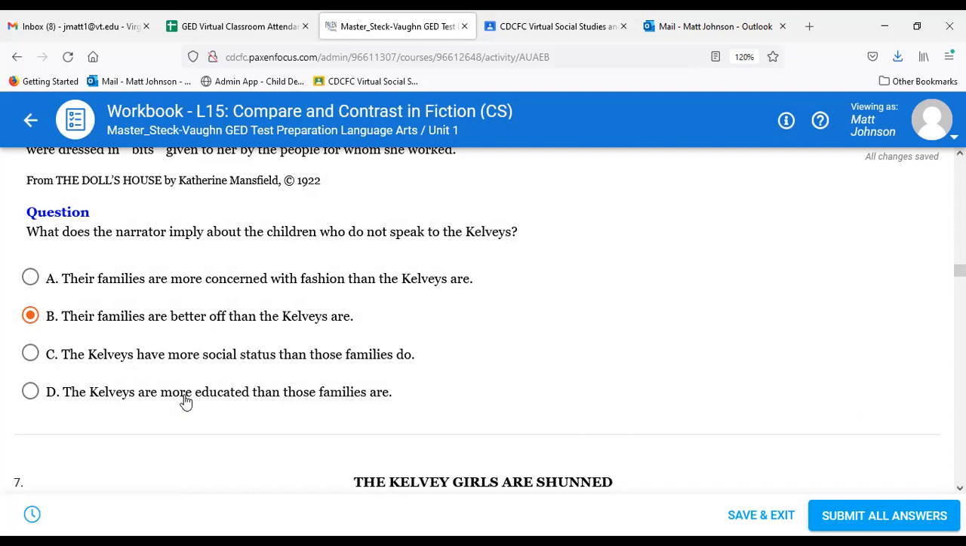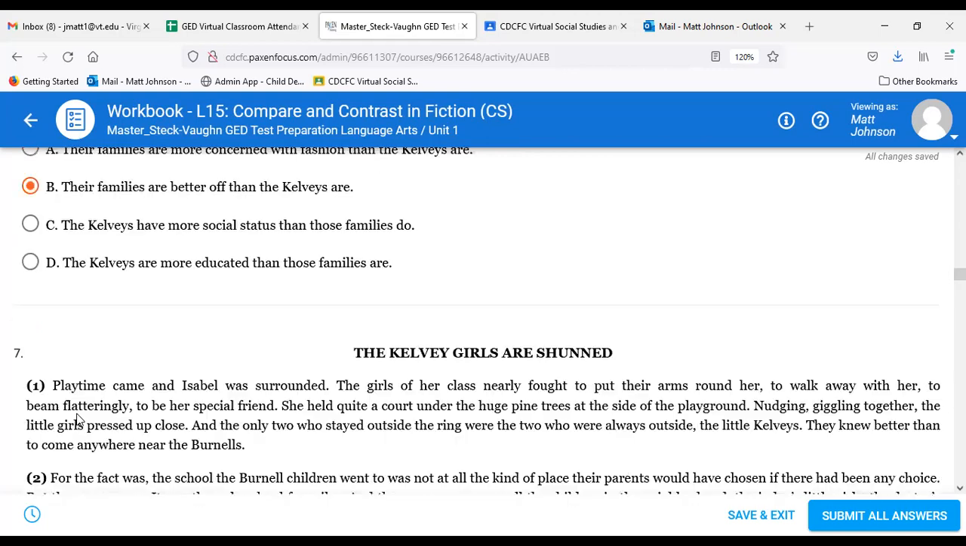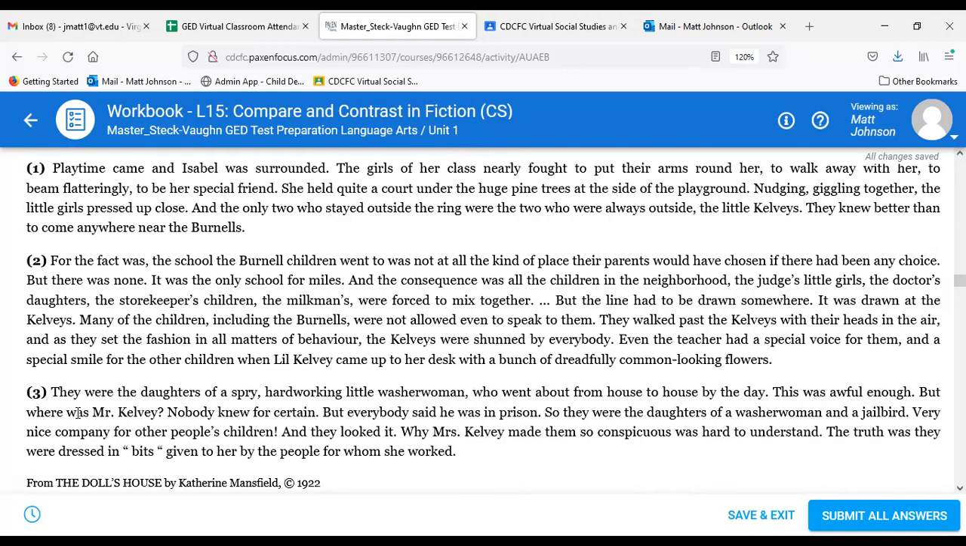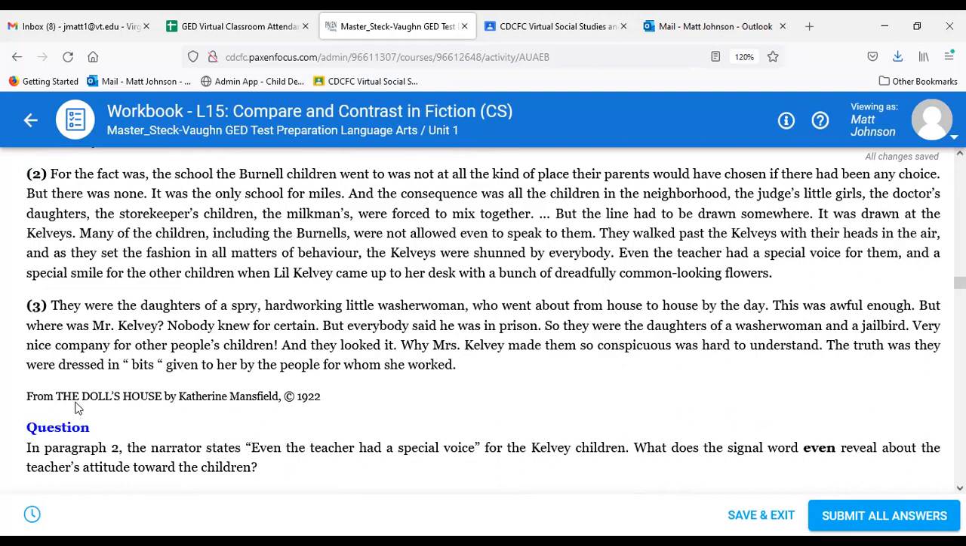Those kind of help clue you in, get your mind on the right track to start thinking, okay, there's a theme here, right? And the theme basically is the difference between these two families. So once you identify which family seems to be the snooty, well-to-do family, then a lot of the other questions are going to fall into place for you. So 6B is B. The Kelbys are the worse off family in the situation.